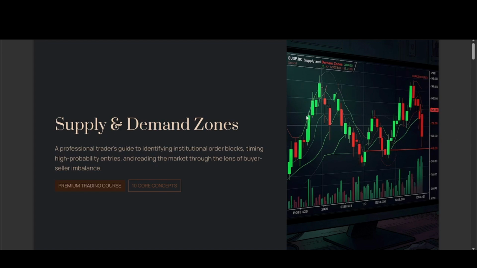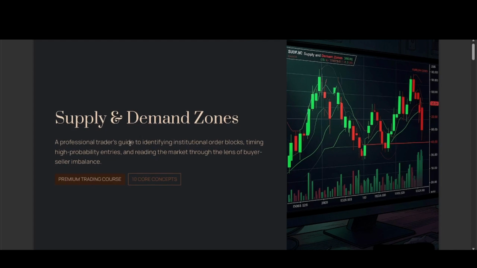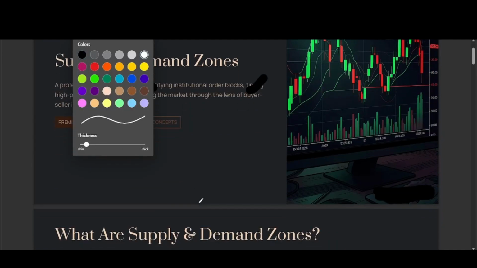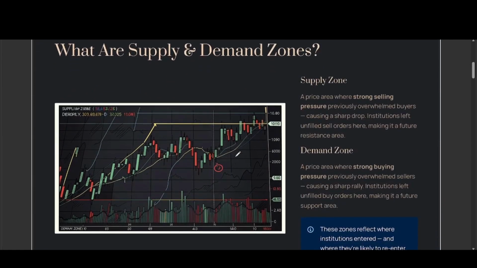Starting off with supply and demand zones. These are a professional trader's guide to identify institutional orders, order blocks, timing, high probability entries, and reading the market through the lens of buyer-seller imbalance. So, let's start with what are supply and demand.